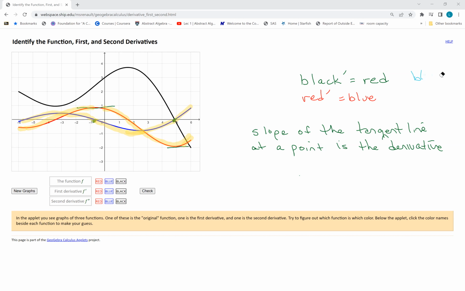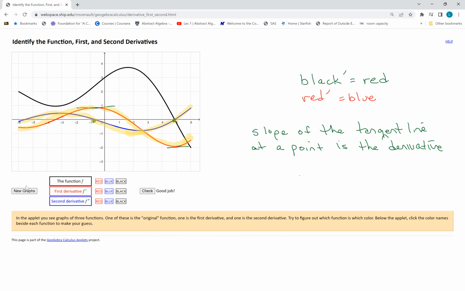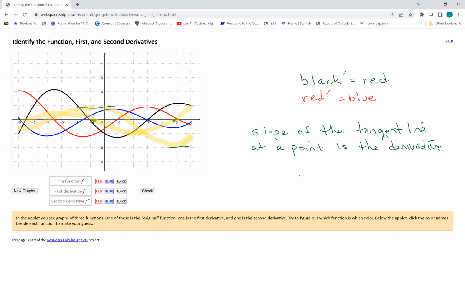Okay, and then let's check our answers. So that means that black has to be the original function. And the derivative of black is red. So that's the first derivative, excuse me. And the derivative of red is blue. So that's the second derivative. And we got it right. Okay. I think I'll do a few more because I know this can be a little complicated. But I'm going to keep saying the same things. So whenever you get it, you really did get it. There's nothing more I can say about it.